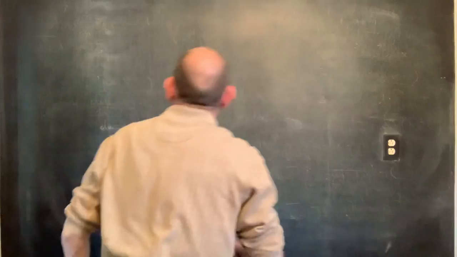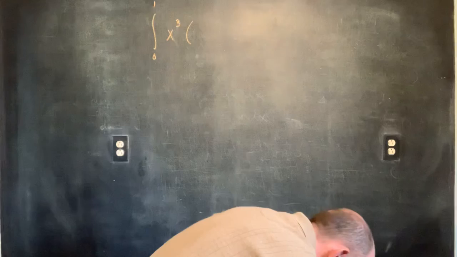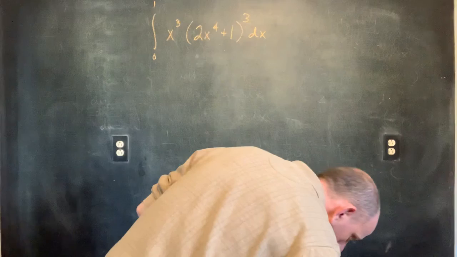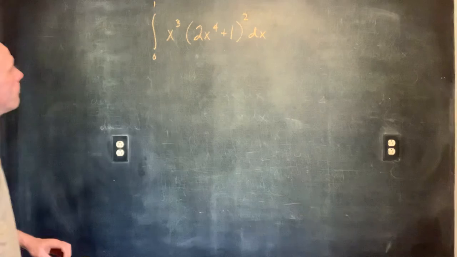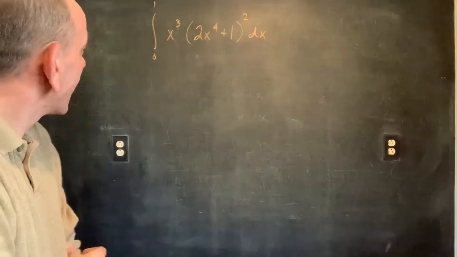Let's try this one. How about the integral from 0 to 1 of x cubed times (2x to the fourth plus 1) cubed dx. Oh, let's make that a square. I don't think it matters. Okay. Cool. I think that one's asymmetric, so we should actually get an answer. It shouldn't just zero out. All right.